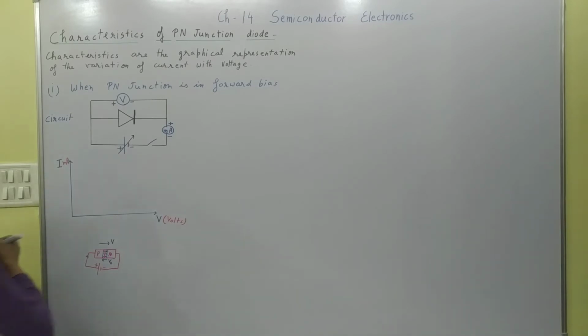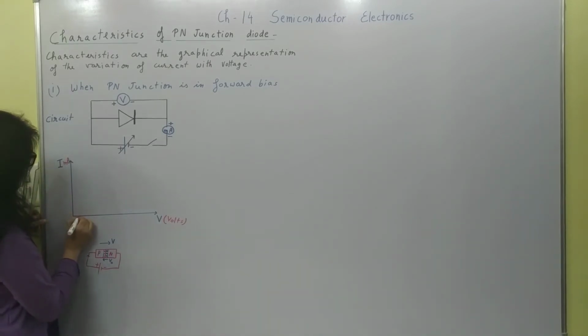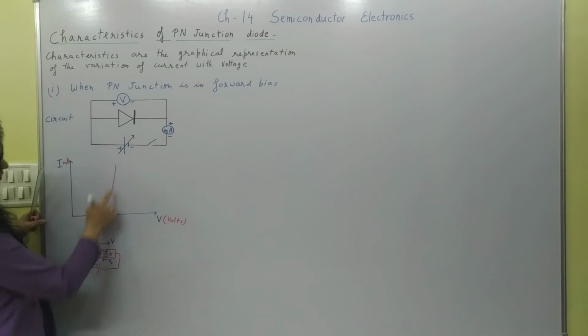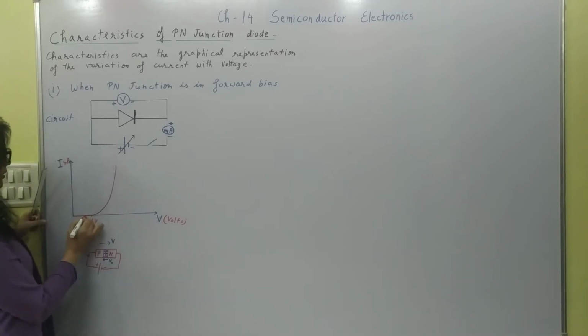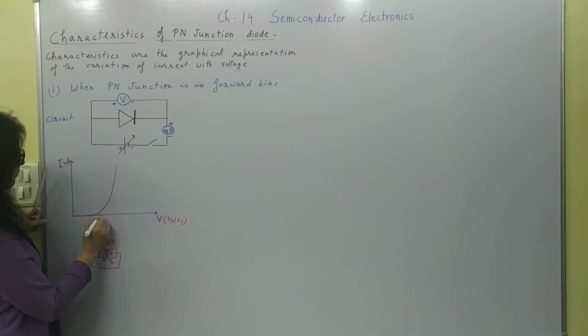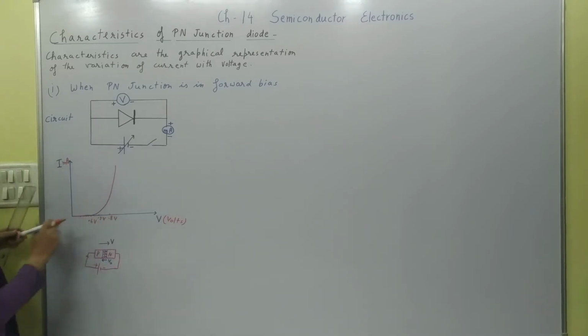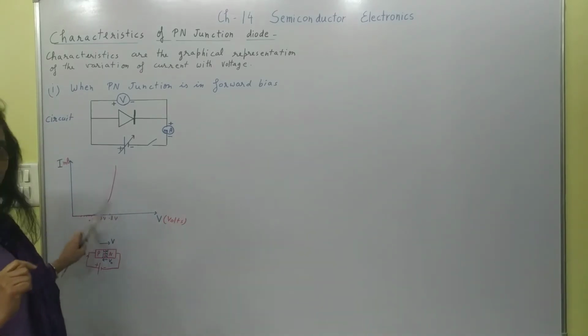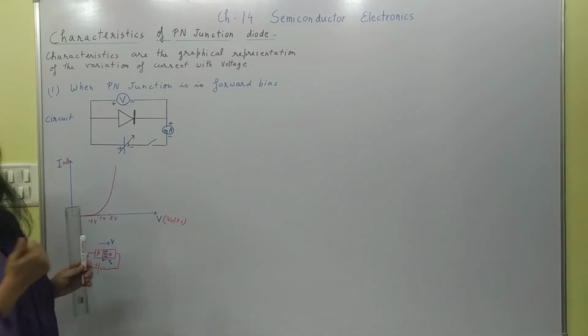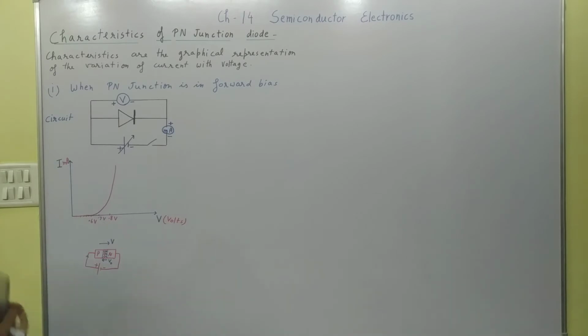So initially the current is very low, nearly negligible, and then afterwards it rises exponentially. So this is near about 0.6 volt for silicon. This minimum voltage at which the current starts rising exponentially is called the threshold voltage or cut-in voltage. So I'll just mention it.